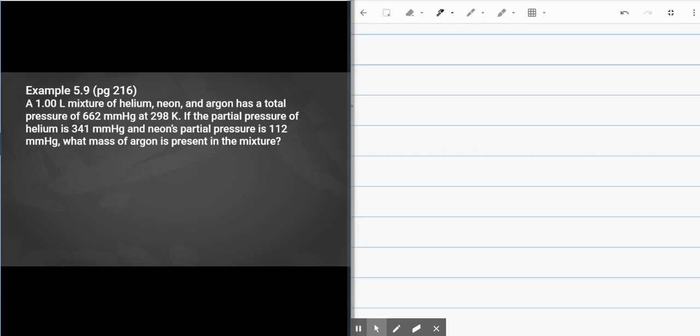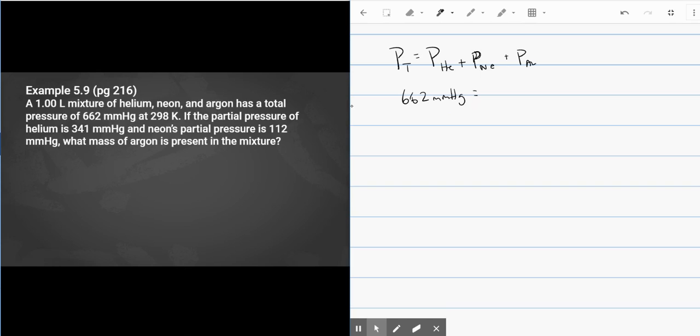Over here, P total is all of the parts added together. So we have our helium, doesn't look like an H, plus neon, plus argon. Okay, capital P. And so the total pressure is 662 millimeters of mercury.